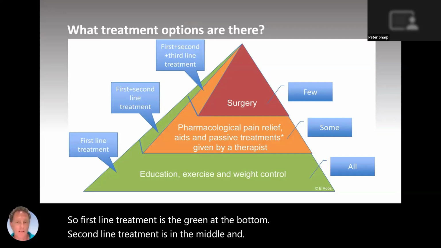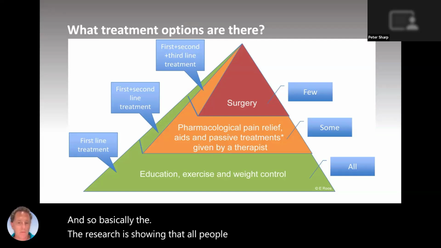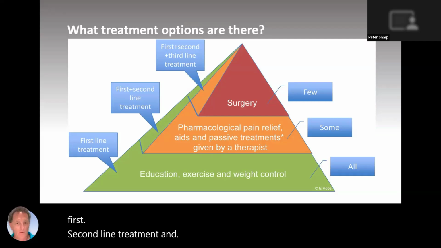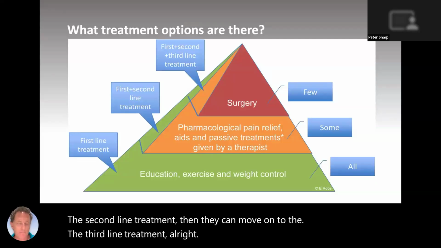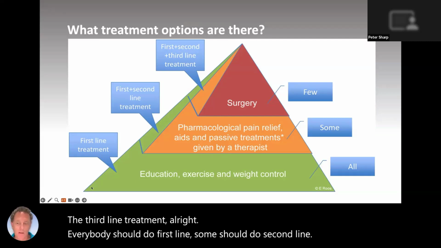And so basically the research is showing that all people should access first line treatment first. Once they've started that, then they can look at second line treatment. And then if they've tried the second line treatment, then they can move on to the third line treatment. All right, so it should be in that order. So it should be first, second, third. So everybody should do first line, some should do second line, few should do the third line. And again, unfortunately, that's not the path that a lot of people go down.